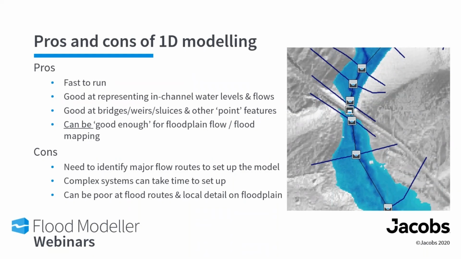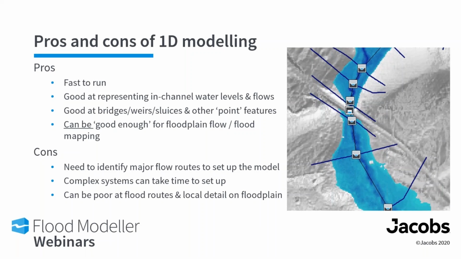1D models are usually very, very fast to run, and can take seconds or minutes. They're quite good at representing the in-channel water levels and flows. They're good at some of these point features, bridges and weirs and sluices, and working out the head loss, the difference in water levels either side of a bridge or a weir or a sluice, and the flow through it if there are multiple routes through there. They can be good enough for representing the flow on the floodplain as well, although it's not one of the key parts of them.